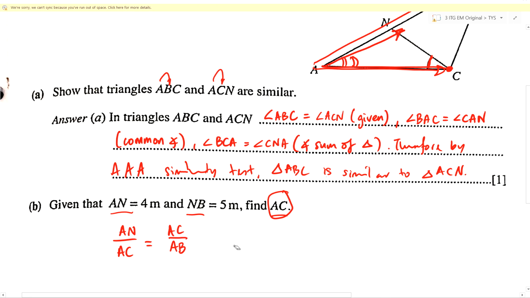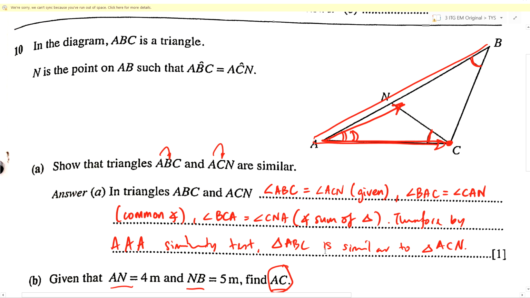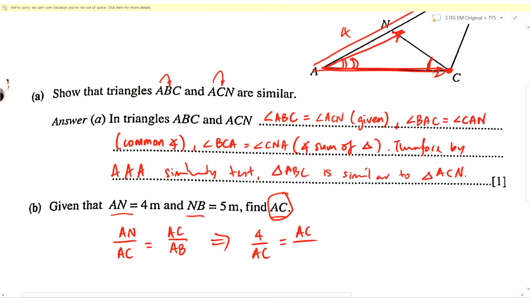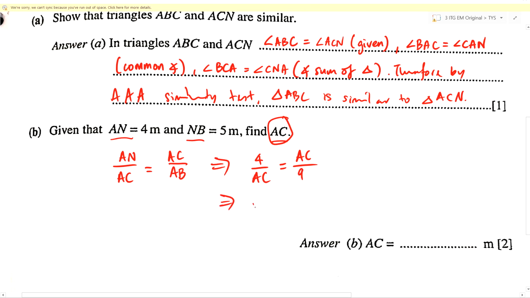So from here, let us do some substitution. AN, that is 4. AC, we don't know that. It's fine. On the other side of the equation, we've got AC again, but it is the same unknown. Now over AB. AB is made of AN plus NB. So that is 4 and 5, giving us a total of 9. Therefore AC squared is 36. AC must be 6 or negative 6, rejected. Answer 6.